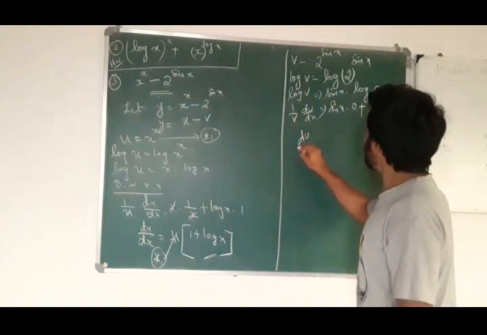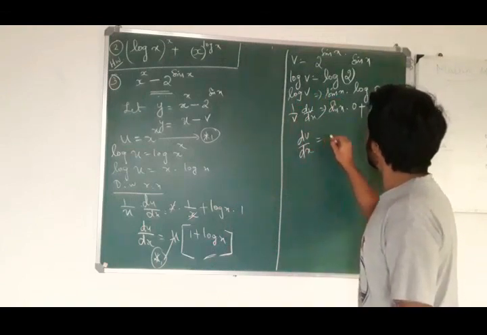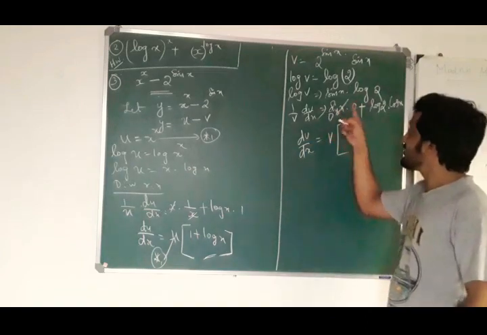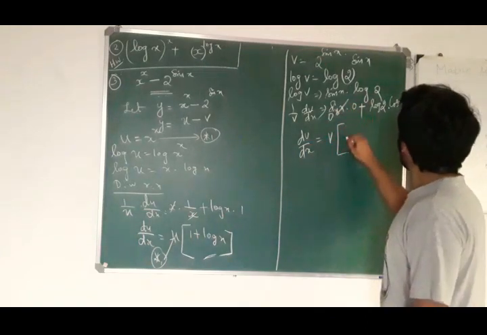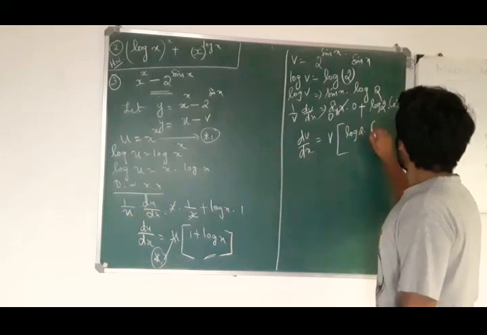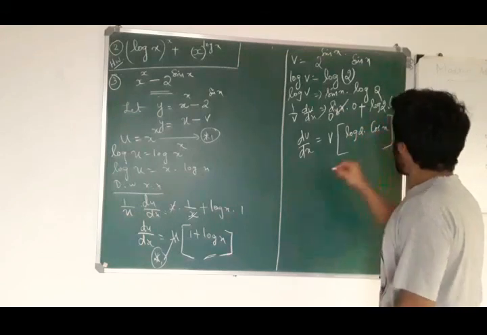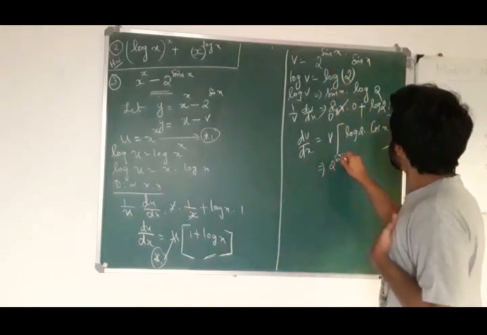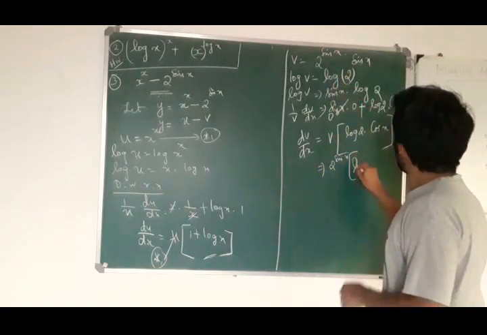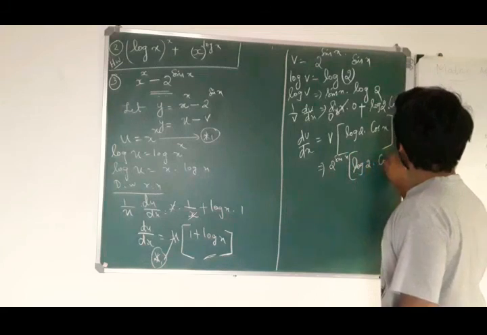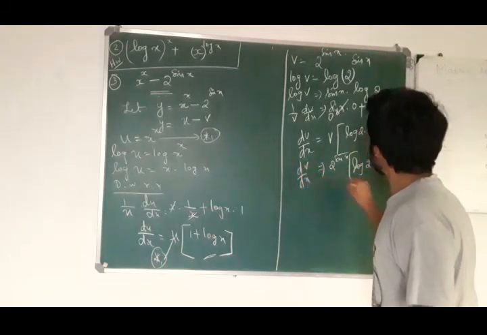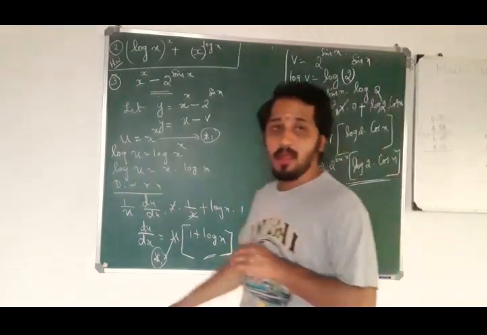So dv by dx is equal to v into, this term entirely will become 0, sin x into 0 will be 0 only, so log 2 cos x. You have to replace v, which is nothing but 2 power sin x. So 2 power sin x into log 2 cos x is dv by dx. Yes or no?